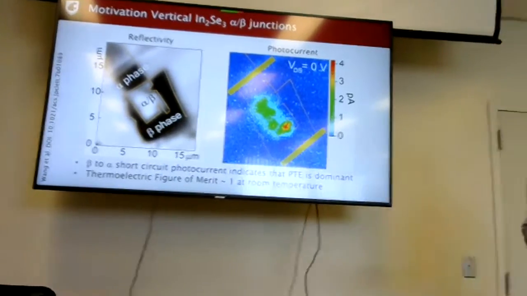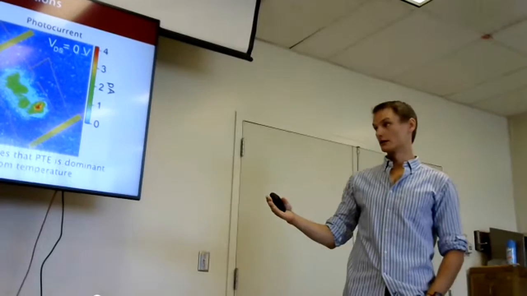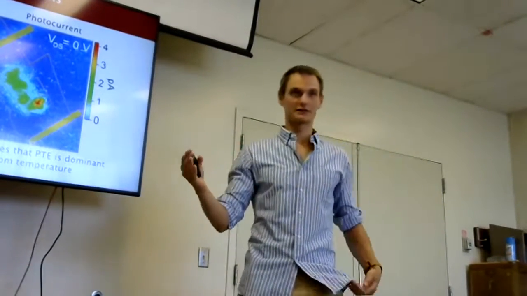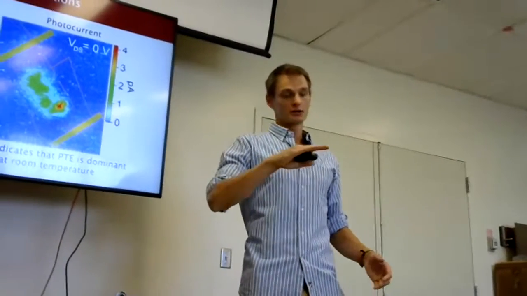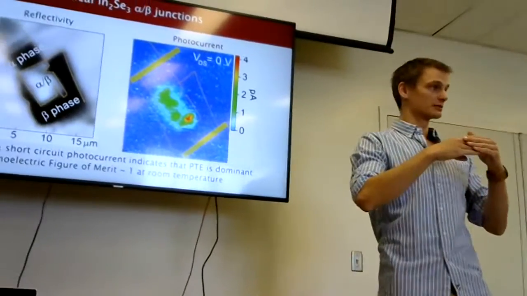Let's motivate the first portion of this work. So in 2017, Xiaoming and colleagues, Wang et al., they made an alpha-beta device. You have a metal and a semiconductor, so you want to see if it makes a good junction. So they had beta phase indium selenide, and they exfoliated on top of that alpha phase indium selenide.